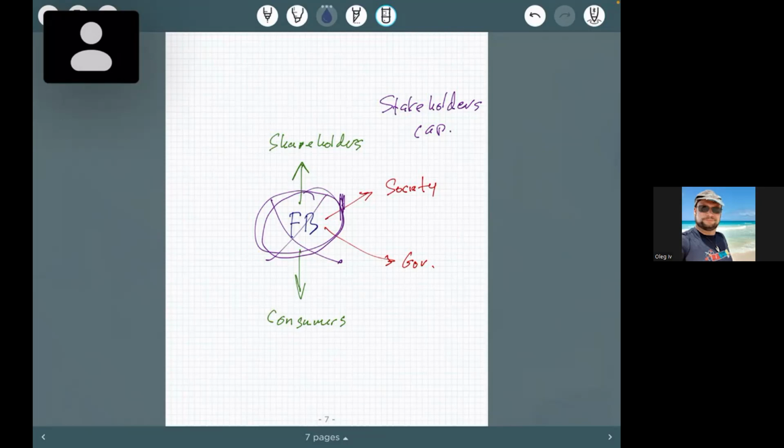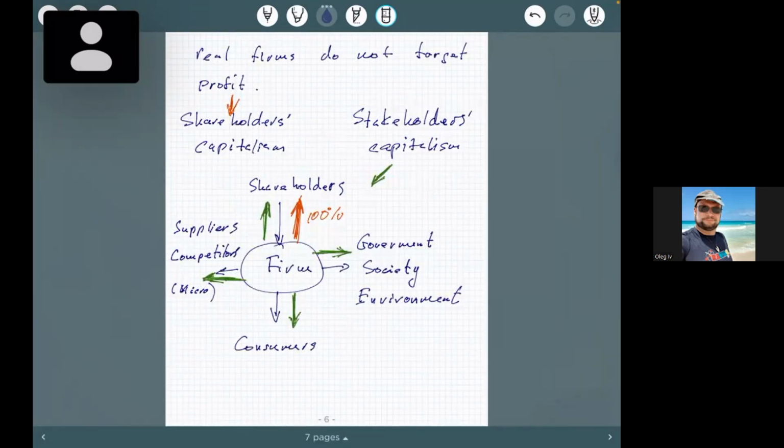By the way, the micro environment is also workers. I forgot to add that, but it is extremely important. So you got here your, so this part is also very important.